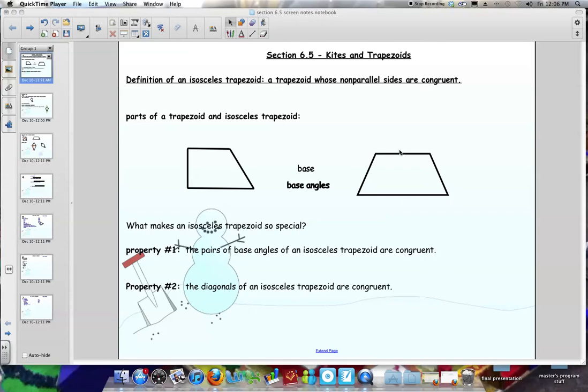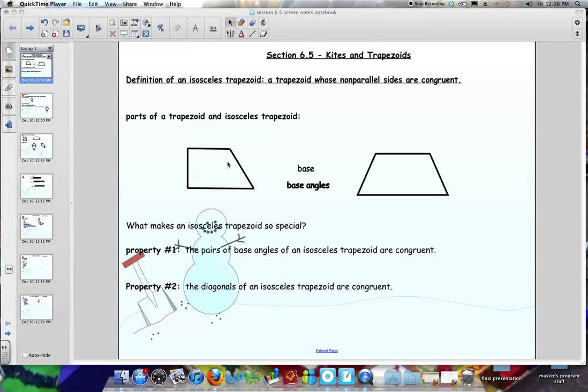This would be an example of an isosceles trapezoid where one pair of sides is parallel, the other pair of sides is congruent. This is a regular trapezoid. Notice one pair of sides is parallel, but these two sides would not be congruent to each other.